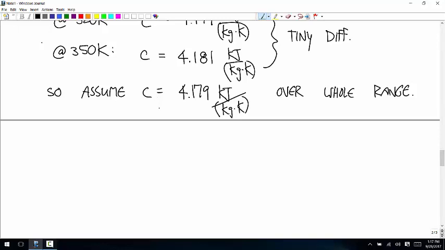Okay, so we know that du/dT is equal to 4.179. So if you multiply both sides by dT, you get this, and you can integrate both sides. Who knows what that differential equation approach is? Separation of variables.